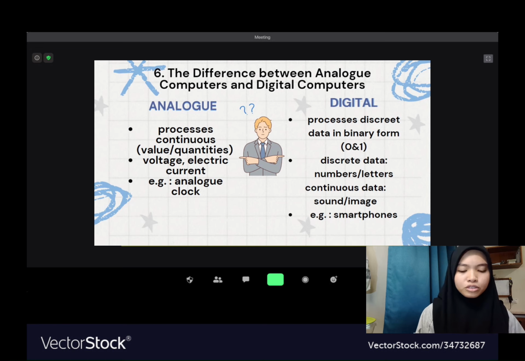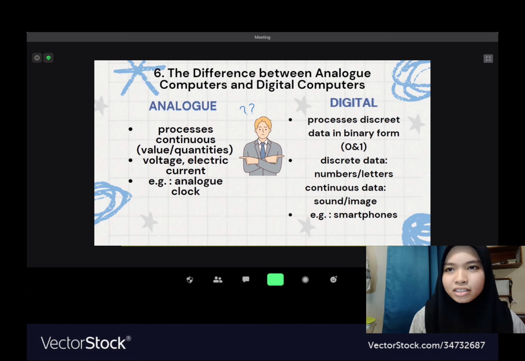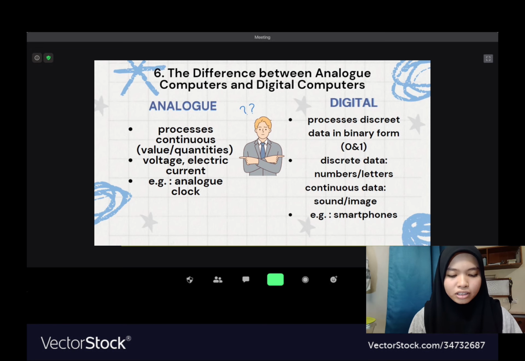So we're moving on to digital computers. Digital computers process discrete data in binary form, which is zeros and ones. For discrete data, they are usually numbers and letters, and for continuous data, they are usually sound and images. So the one main example we have of a digital computer is our smartphones.